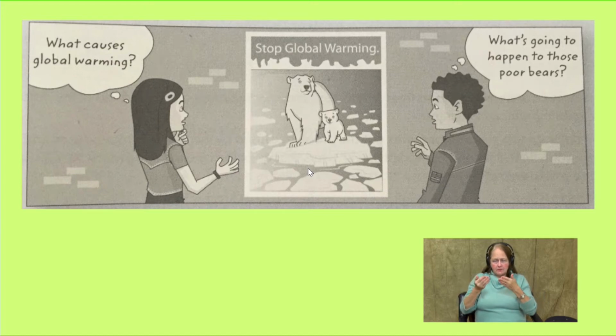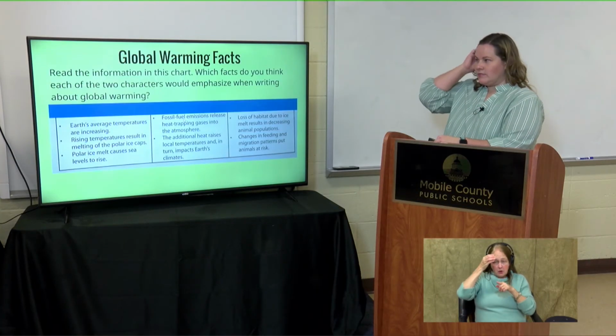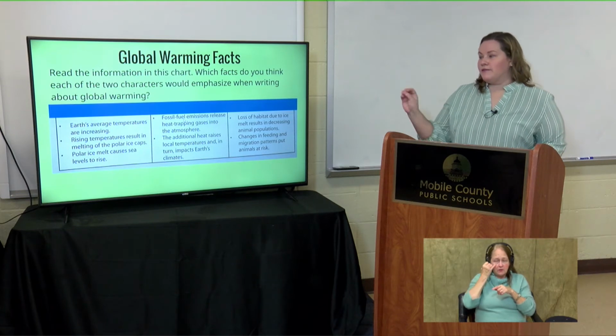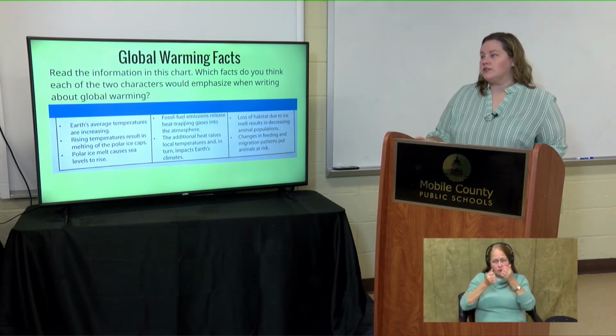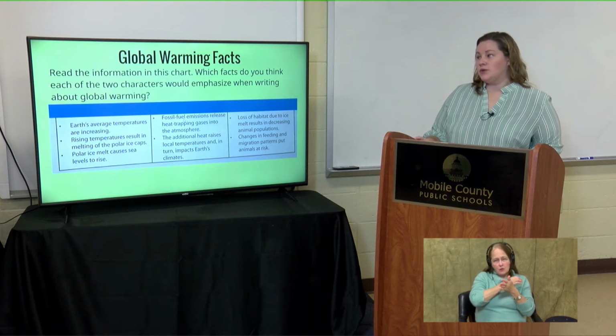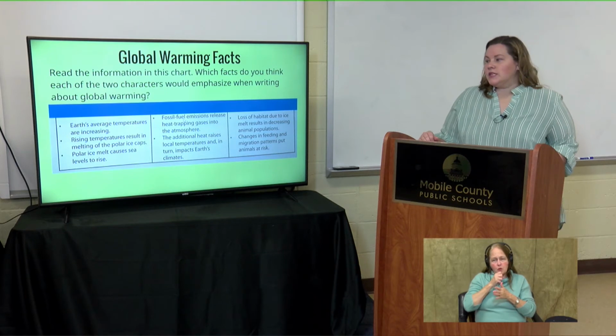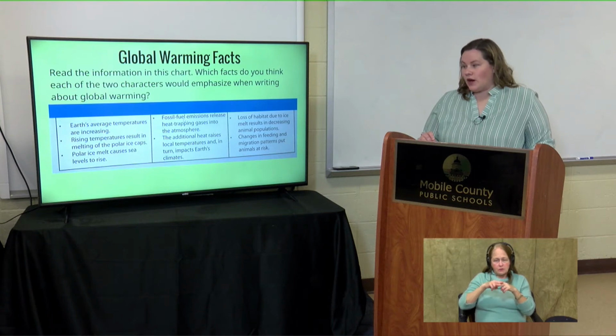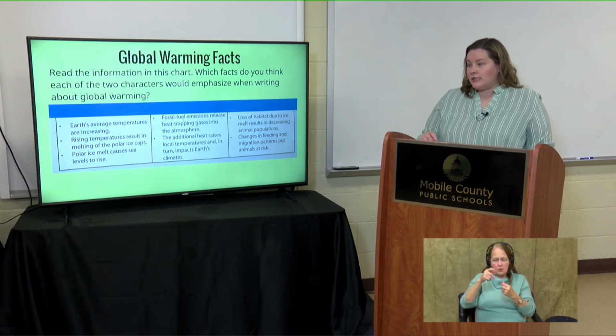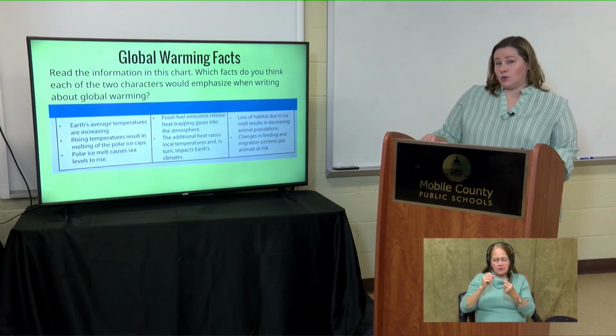It's the same concept. If we take this information in this chart, which facts do you think that each of the two characters would emphasize when writing about global warming? Let's take the first column. It says Earth's average temperatures are increasing. Rising temperatures result in melting of the polar ice caps. The polar ice melt causes sea levels to rise.